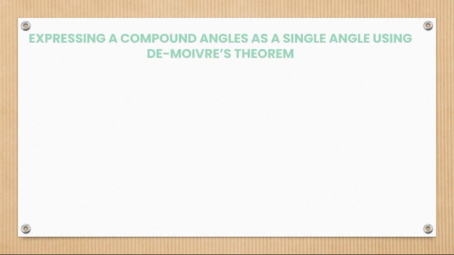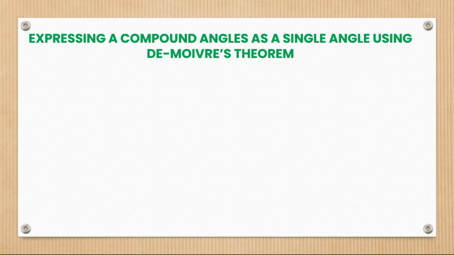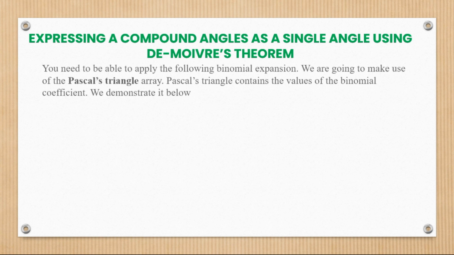Alright, so next we're going to see how to express compound angles. Actually, we're going to learn how to express compound angles as a single angle using De-Moivre's theorem. So this is another important section of De-Moivre's theorem. For this part, you need to be able to apply the following binomial expansion. We're going to make use of the Pascal's triangle array. The Pascal's triangle contains the values of the binomial coefficients. We're going to demonstrate it below.